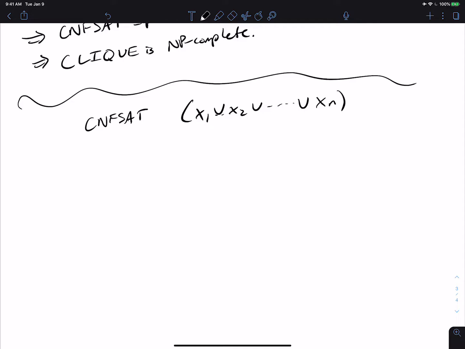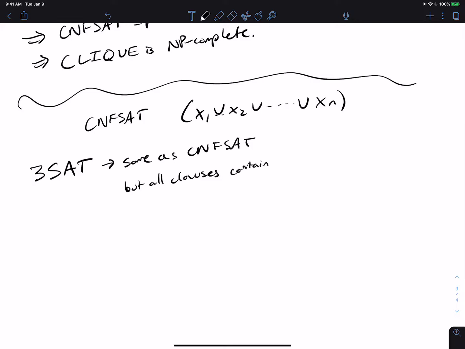So the problem for which is called 3-sat is the same as CNF sat, but all clauses contain exactly, or I should actually amend this, at most, yeah, at most 3 literals. It can't contain more, but it can contain less.